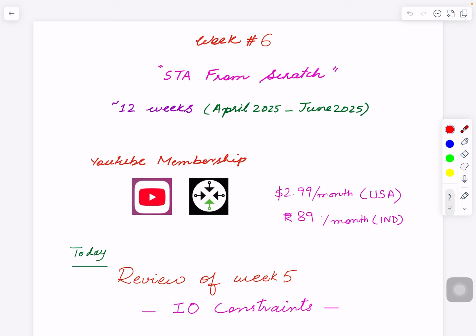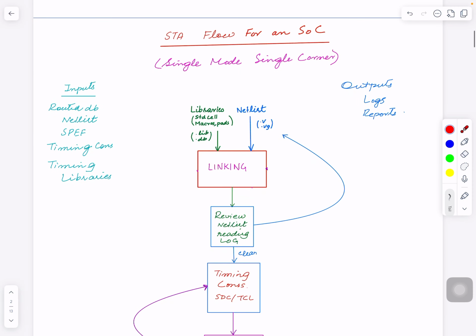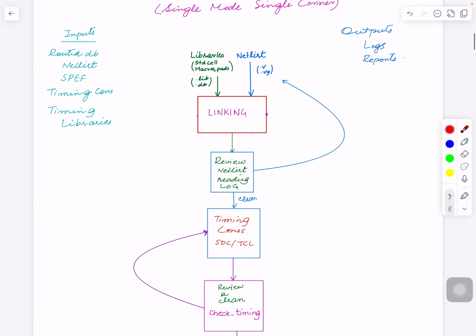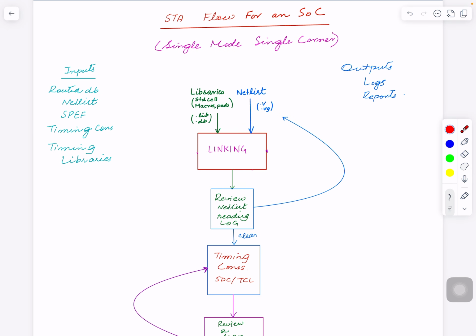Okay, and what we are doing is we are taking a simple SOC. It's an educational project, but it has everything in it. And with this SOC, we are developing tape out flows. So from scratch, doing everything, checking logs, checking everything that is critical at every stage. And this is what we have done so far. Right now I'm focusing on a single mode, single corner. Later on, I will add more scenarios or more views into it.